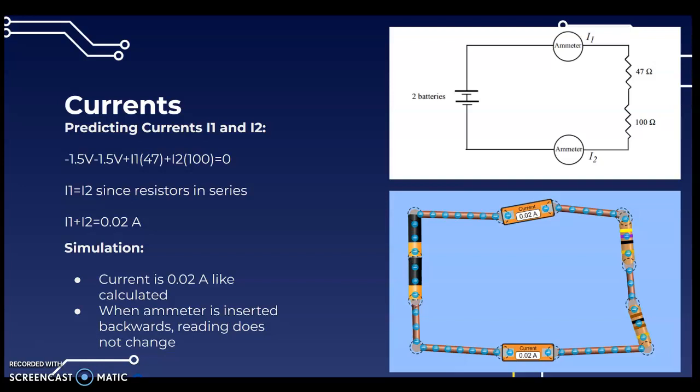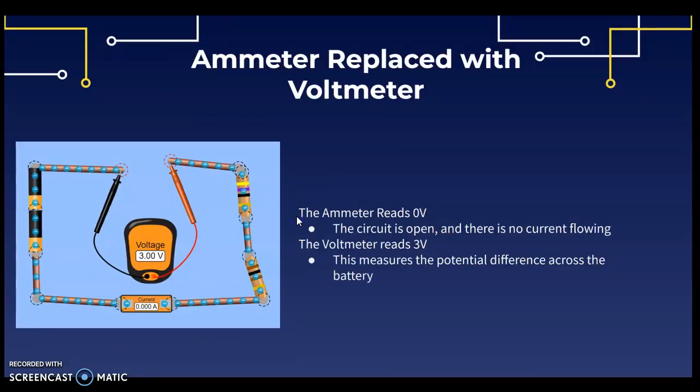Our simulation matches. And we know that when the ammeter is inserted backwards, the reading does not change. When the ammeter is replaced with a voltmeter, the ammeter reads 0 amps as the circuit is open and there's no current flowing. The voltmeter reads 3 volts as this measures the potential difference across the battery.